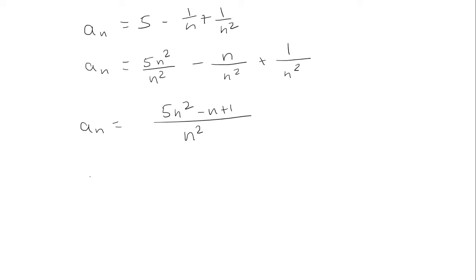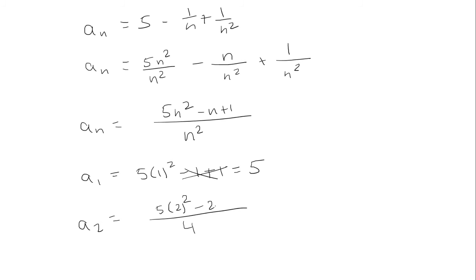Okay, the next step we can start plugging in. So we're going to let n equal 1. The denominator is just 1, so we're just looking at the numerator. That's just 5 times 1 squared minus 1 plus 1. These are going to cancel, and I'm just going to be left with 5. The next one is a sub 2. The denominator is 2 squared, which is 4. And then it's 5 times 2 squared minus 2 plus 1. And that simplifies to 19 over 4.